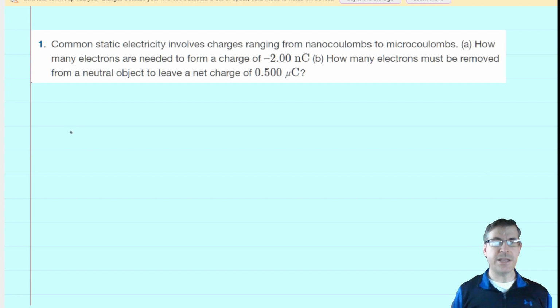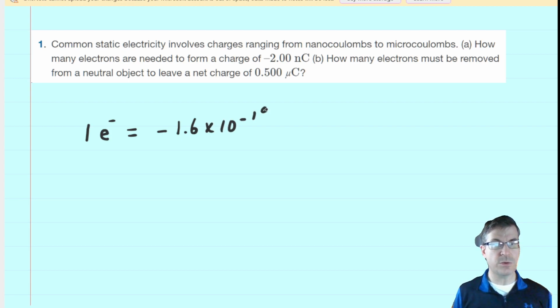Now, to answer that question, we have to know a fundamental fact about the electron. We need to know that one electron will carry a charge of negative 1.6 times 10 to the -19th coulombs. So that's one important thing that we're going to need to know.